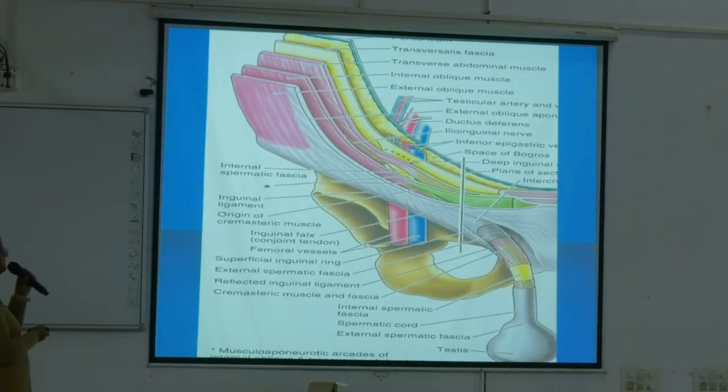Next, here also you can see the layers. This is spermatic cord and its covering and the contents.